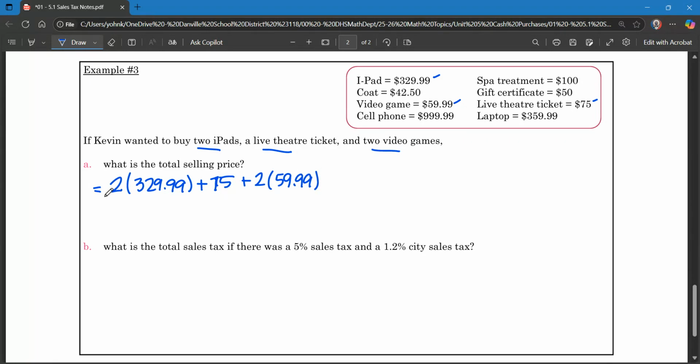All right, so let's do some multiplying. If I multiply 2 times $329.99, I get $659.98, plus the 75. And then if I do 2 times $59.99, I get $119.98. If I add those together, total selling price is $854.96.